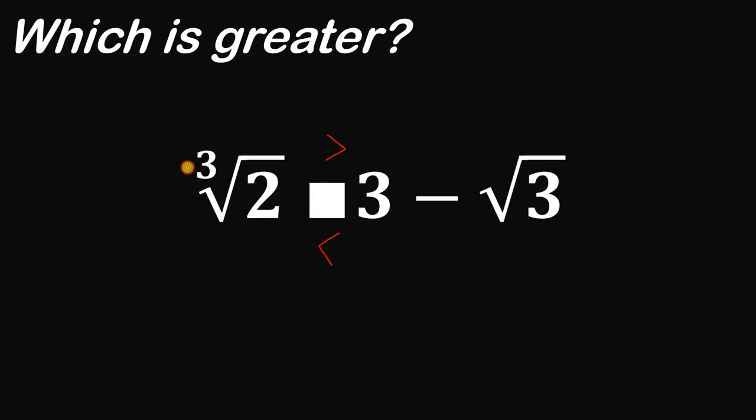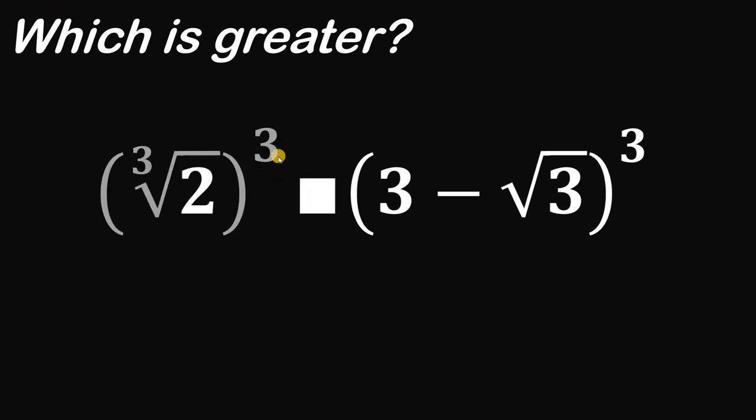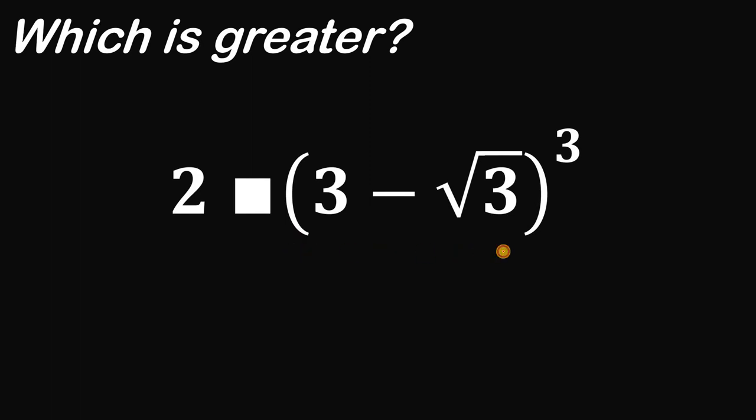Now, to eliminate this cube root, let's cube both sides. Again, the inequality doesn't change. If the left side is greater than the right hand side and we cube both sides, it is still true. And if the left side is less than the right hand side and we cube both sides, the inequality doesn't change. So the cube root of 2 raised to the power of 3 simplifies to just 2. On the right hand side, we have 3 minus the square root of 3, raised to the power of 3.